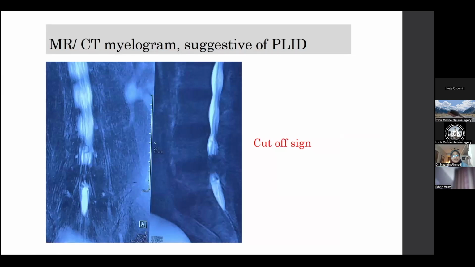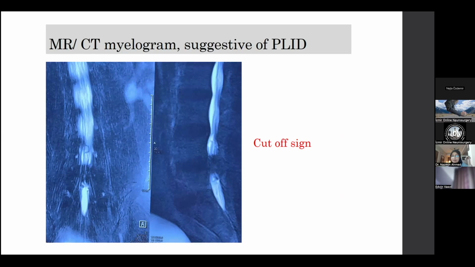This is another example of MR myelogram. In the myelogram, there is a cutoff sign at the level of L4-5. This cutoff sign is not indicative of PLID, rather it indicates some extradural lesion. So apart from prolapse, if there are any extradural pathologies like tumor, a similar sign may appear in the MR myelogram.